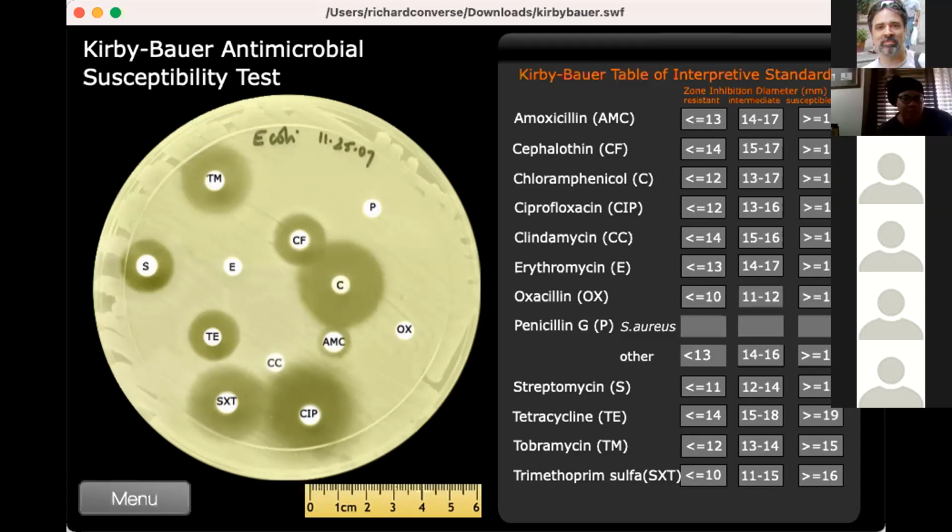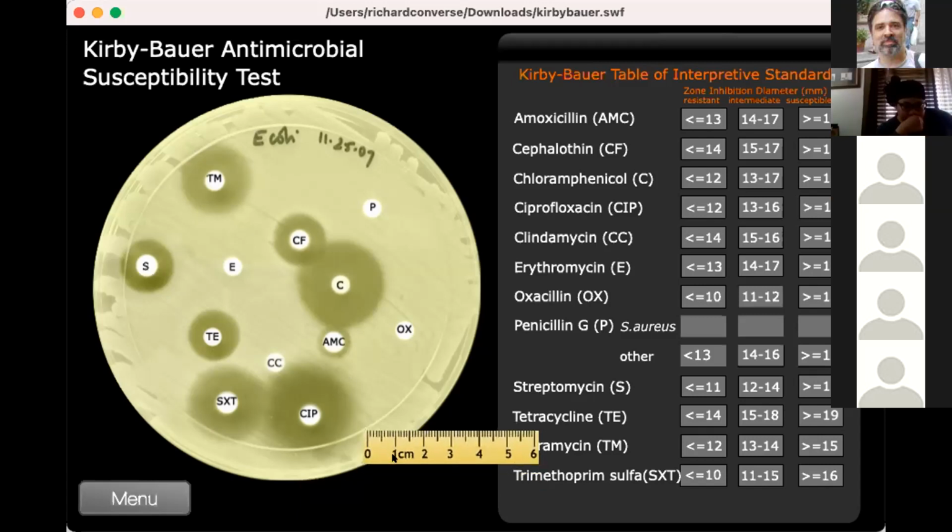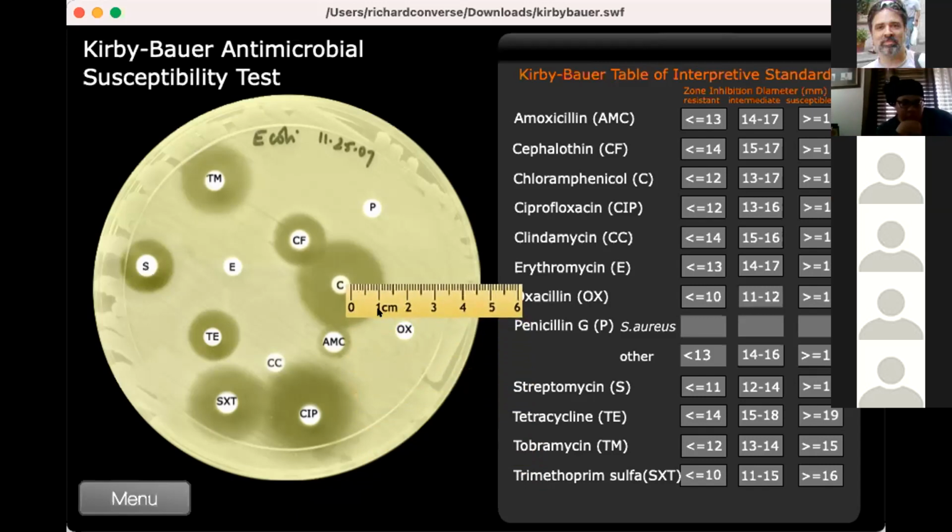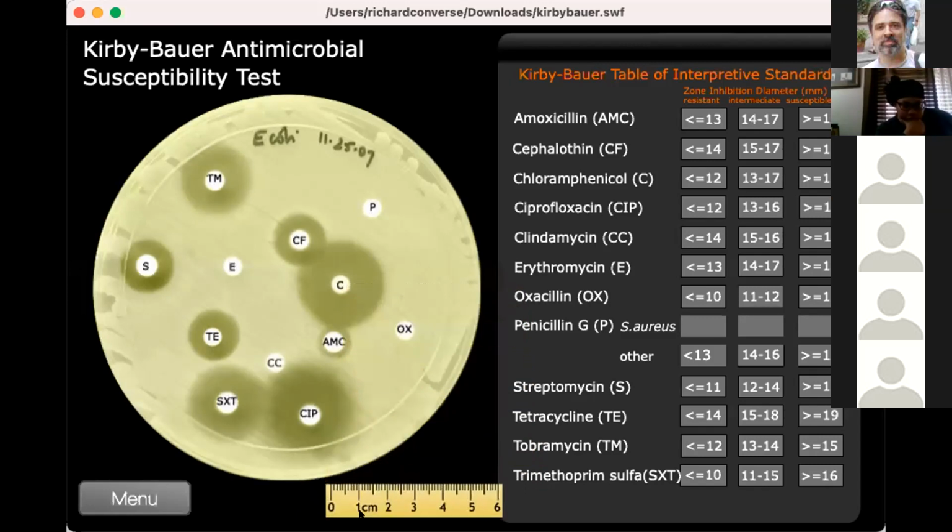Mr. Saunders, how are we using that ruler again? Okay, so you click and you grab the ruler, and you're just measuring from the edge of the disc to the edge of the clear zone. And then you just compare that number to the numbers in the table, right? So these are the numbers that are sensitive, this is intermediate, and this is resistant, okay? And these are all in millimeters, and the little divisions are in millimeters.